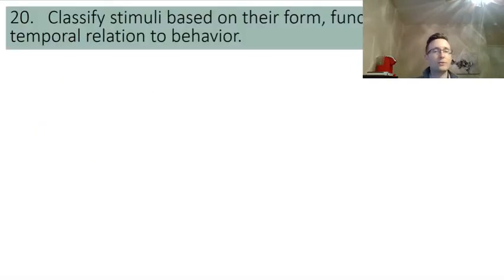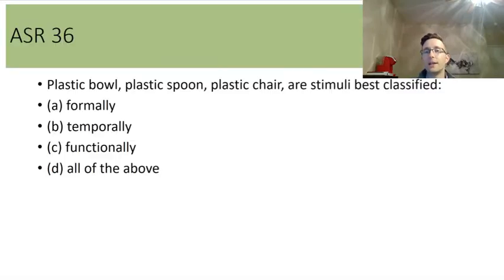So objective 20 is to classify stimuli based on their form, function, and temporal relation to behavior. ASR 36. A plastic bowl, a plastic spoon, a plastic chair are stimuli best classified as formally A, or temporally B, functionally C, or all of the above D. Give you a couple more seconds. I'll close the poll, and the answer here is A, formally.